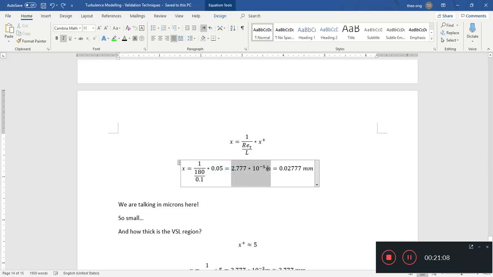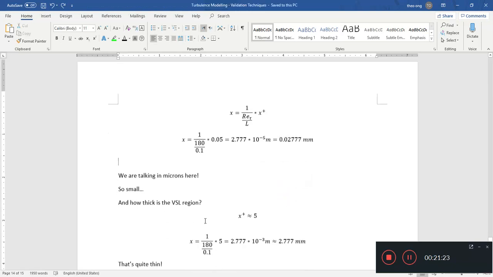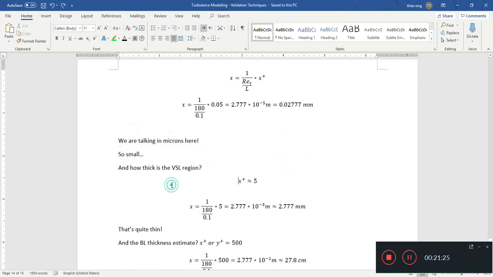And this will be 2.77 times 10 to the minus 5 meters. We are talking about micrometers here, micrometer scale. Or you can talk about it in mm scale, 0.02777 mm. So this is a very, very small region. Just for curiosity's sake, how thick is this viscous sublayer region?